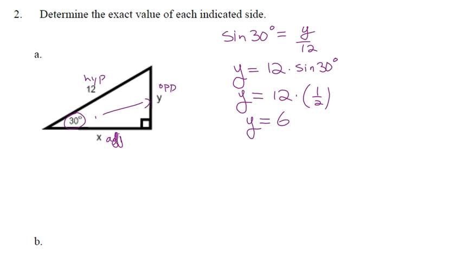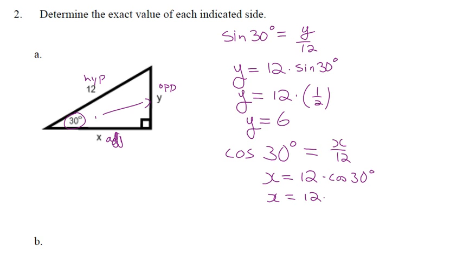How are we going to get x? Use the cosine. We could use the Pythagorean theorem, but let's stick with the trig here. Cosine of 30 degrees is x over 12. So x is equal to 12 times the cosine of 30 degrees, which is 12 times, what's the cos of 30? Root 3 over 2. So 6 root 3.